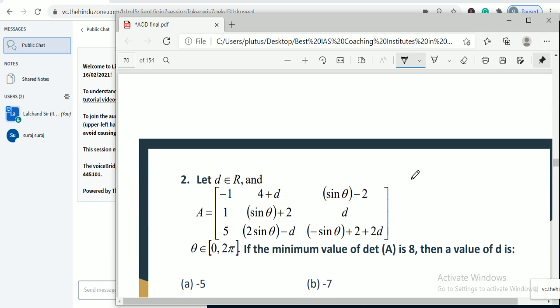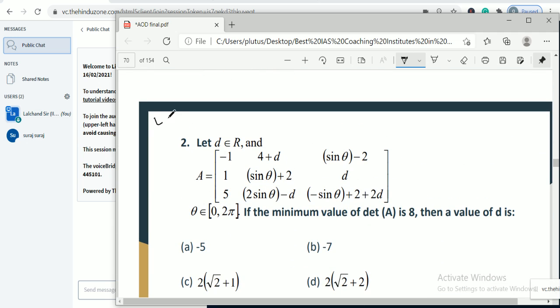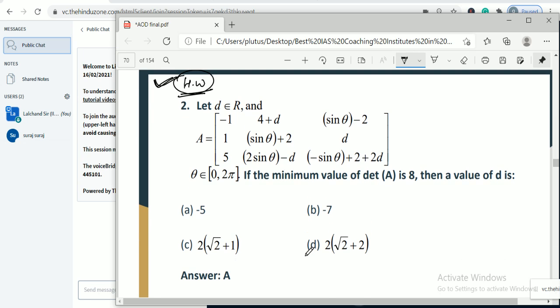Let us solve. This question is based on some concept of determinant, so you can try this in your homework. If you have any trouble, we will discuss it in the doubt class. Note down this question based on maximum and minimum. There is some concept of determinant involved here. First, you need to solve this determinant. Everyone, note down this question for homework.